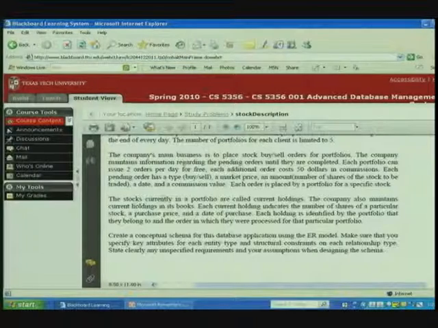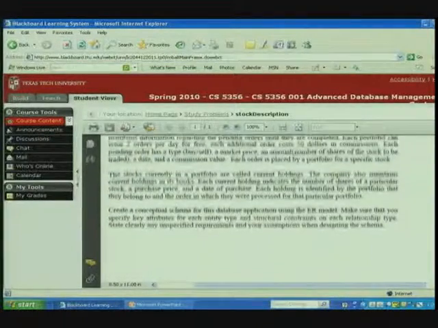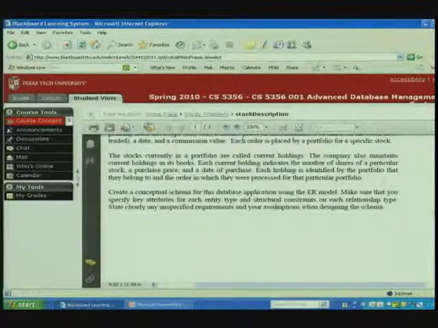The stocks currently in a portfolio are called current holdings. The company also maintains current holdings in its books. Each current holding indicates the number of shares of a particular stock, the purchase price, and the date of the purchase. Each holding is identified by the portfolio that they belong to and the order in which they were processed for that particular portfolio. So what you want to do is create a conceptual schema for this database.